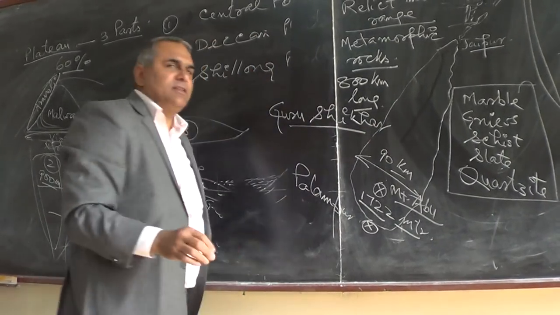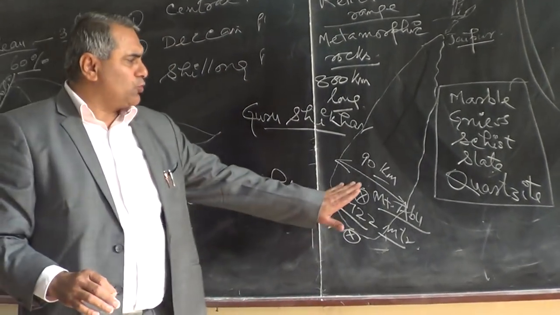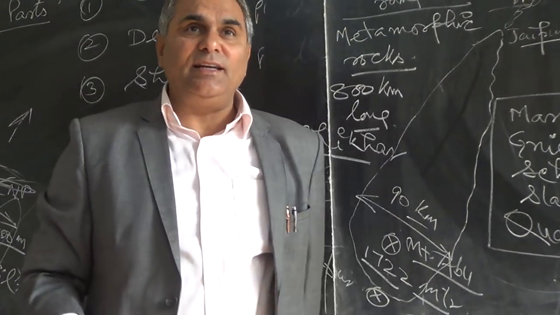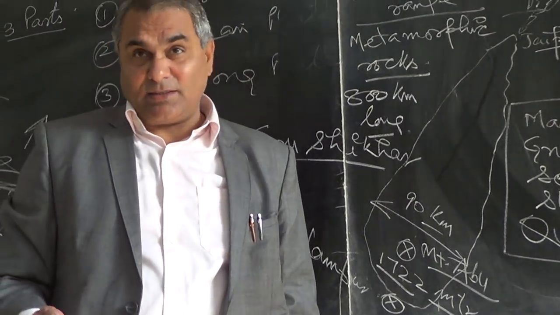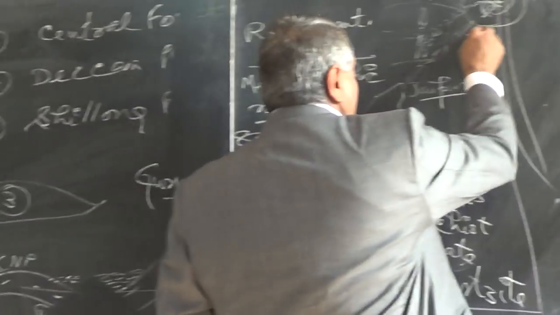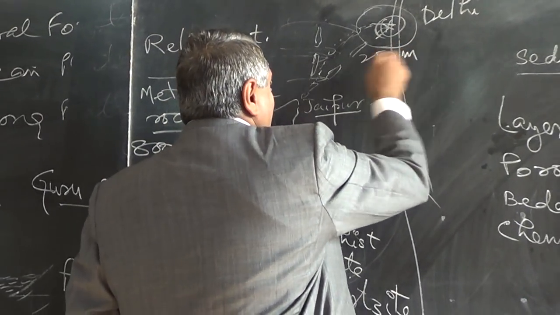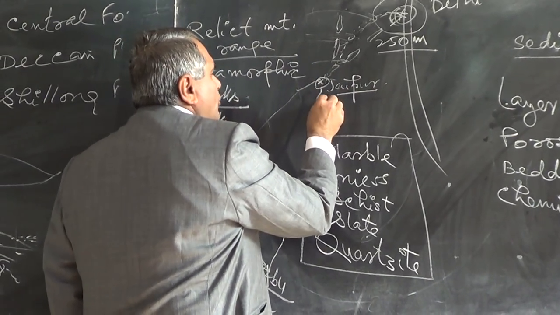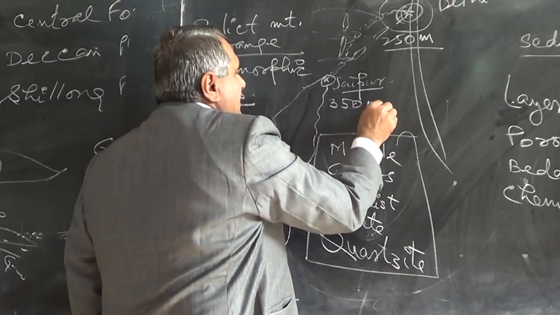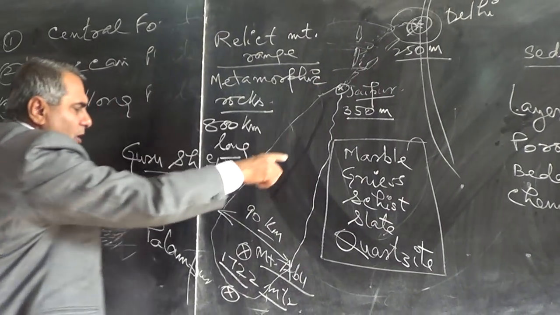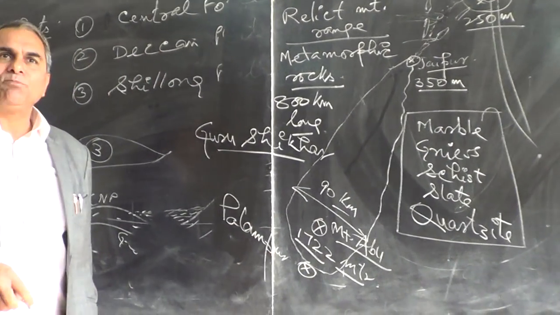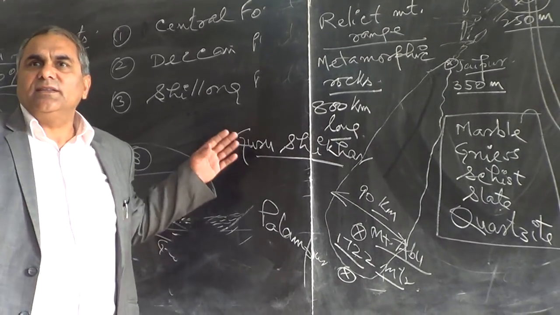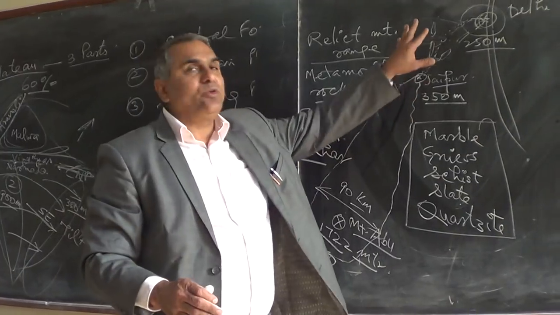Guru Shikhar is the peak. This is the highest peak. As we move towards north, its height decreases, and in Delhi, its height decreases as low as 250 meters. The height of Jaipur at this point is approximately 350 meters. So as we move towards south, its height increases, continuity becomes regular, getting wide in the south, and getting narrow in the north.